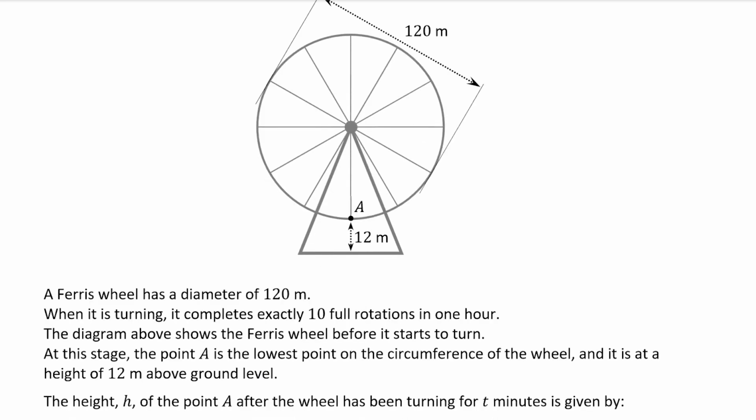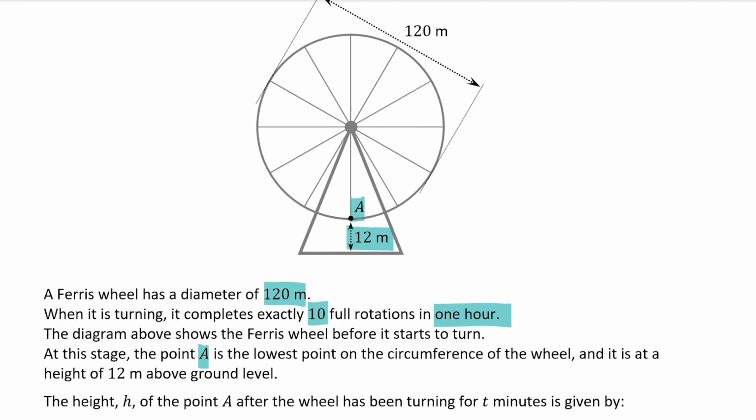In this question, we're told that there's a Ferris wheel which has a diameter of 120 meters. We're told that it completes 10 full rotations in 1 hour. It shows us that the diagram is of the Ferris wheel before it starts to turn, and at this stage the point A, which was shown here, is 12 meters off ground level.